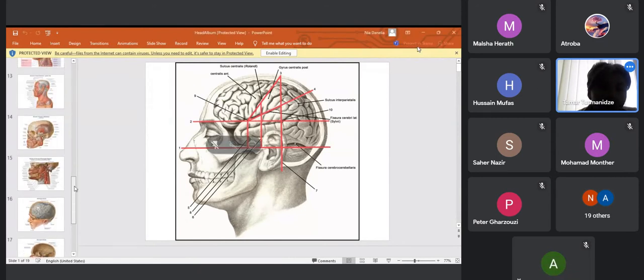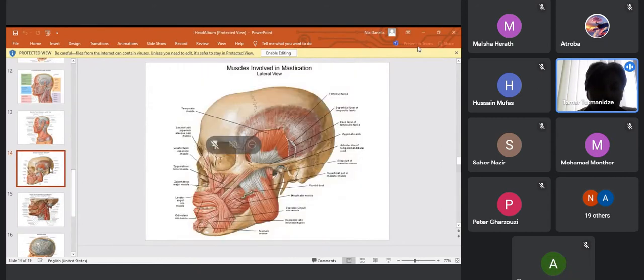The cerebral part of the head, the fornix, consists of what? 3 regions: frontoparieto-occipital region, temporal region, and mastoid process region. The frontoparieto-occipital region we have finished, and we continue now with the following region of the fornix, the temporal region.